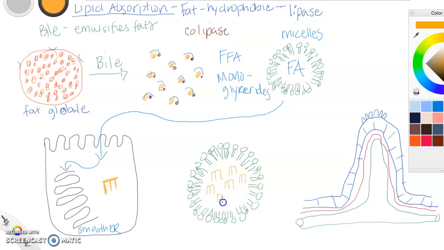So it puts them inside here. And it also puts in there cholesterol. So cholesterol and triglycerides are in here. Okay. And then it contacts the rough ER and gets some proteins.